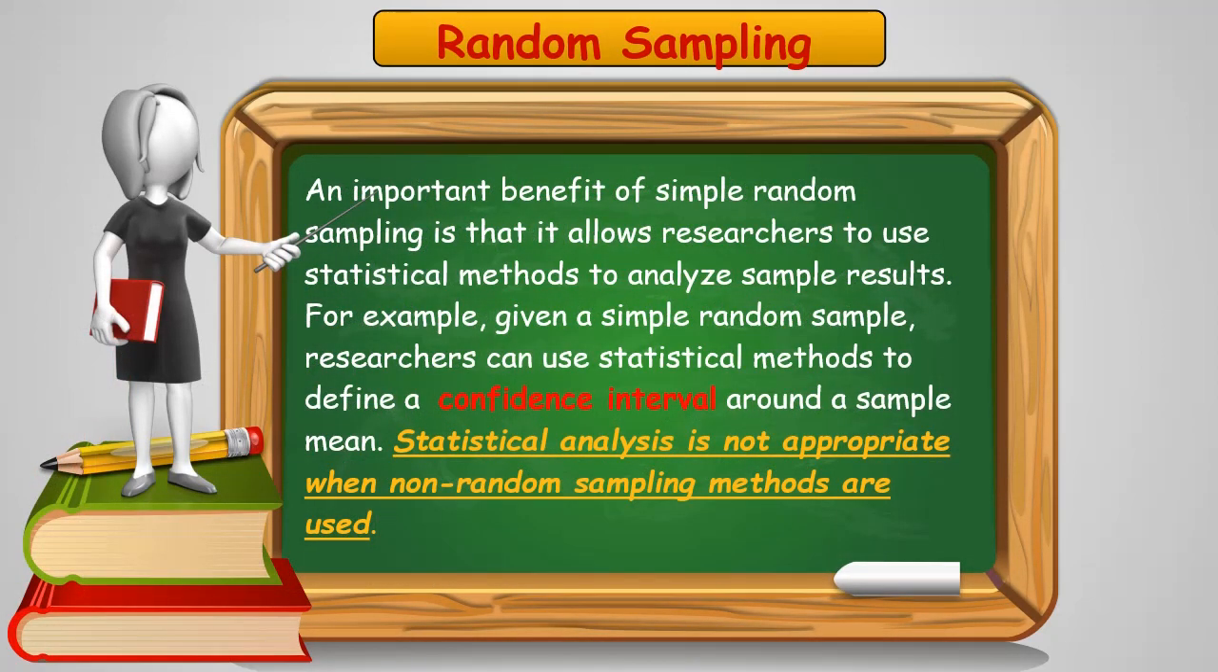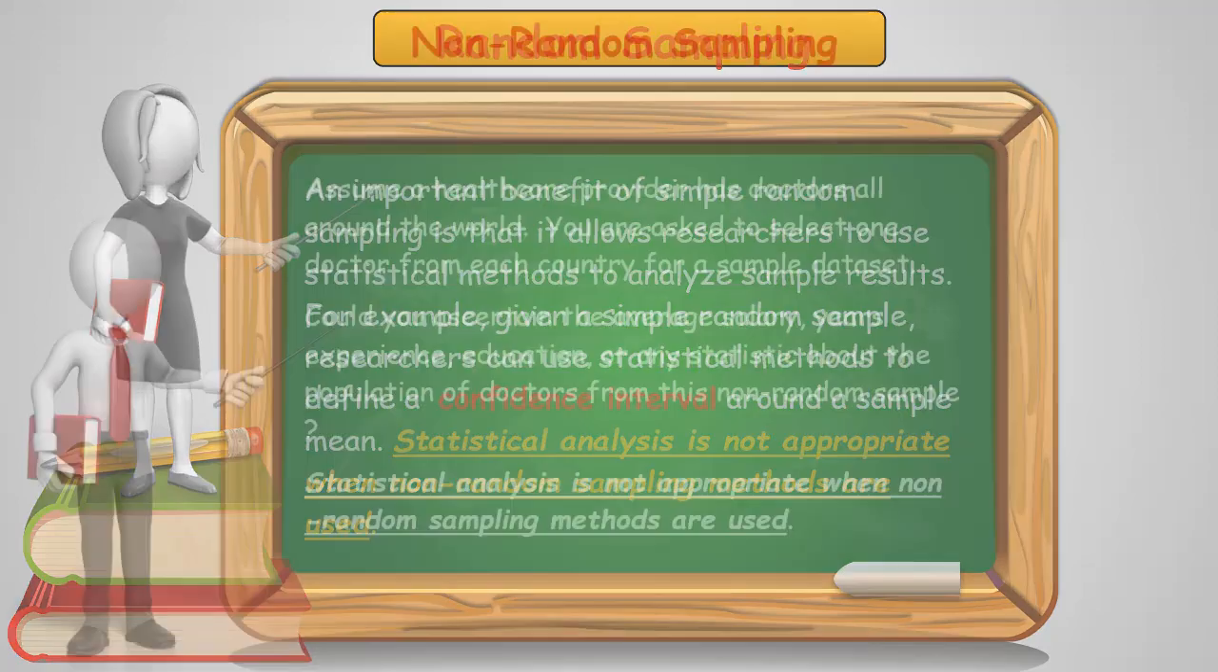One of the important benefits of simple random sampling is that it allows researchers to use methods that can analyze the sample results. As an example, and we'll go through this in a later chapter, we can compute a confidence interval around a sample statistic, say the mean. And important, I can't stress this enough, statistical analysis is not appropriate when non-random sampling methods are used. I'm going to show you just what that means in a moment.